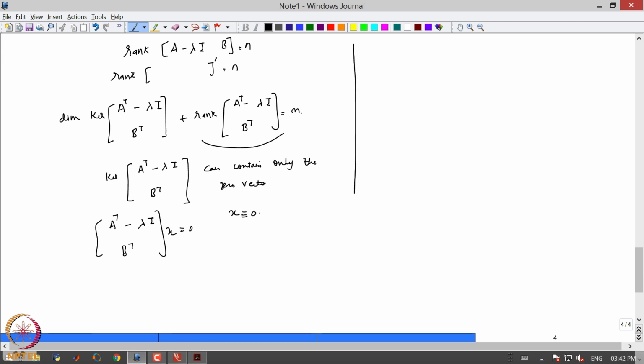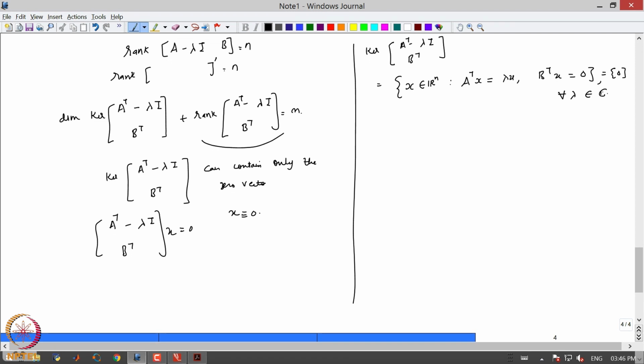This is also equivalent to saying the following. The kernel of A transpose minus lambda I, B transpose is the set of all x in R n such that A transpose x is lambda x, and B transpose x equal to 0. This set is only the null set for all lambda in C.